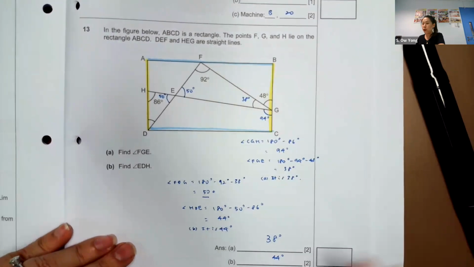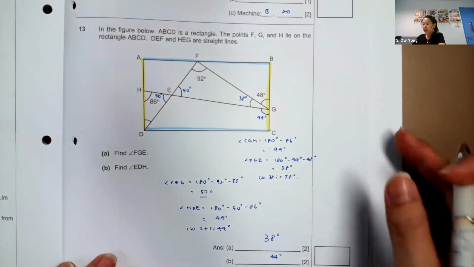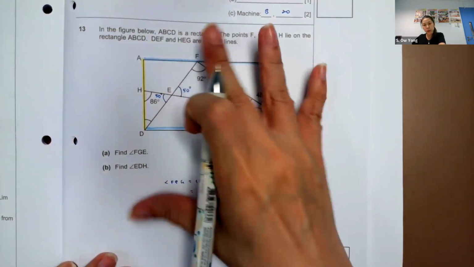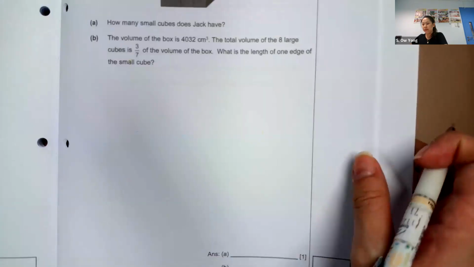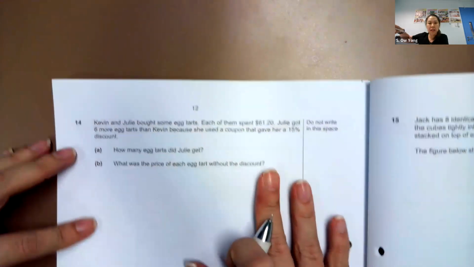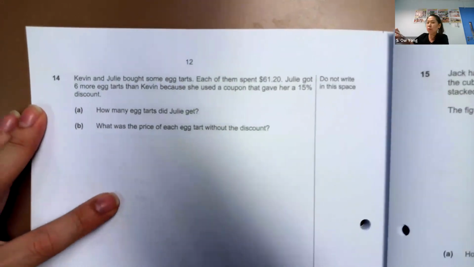So this is for question 13. All right, from what you know, you slowly spread to what you don't know. Let's take a look at 14. Let me zoom in for you.